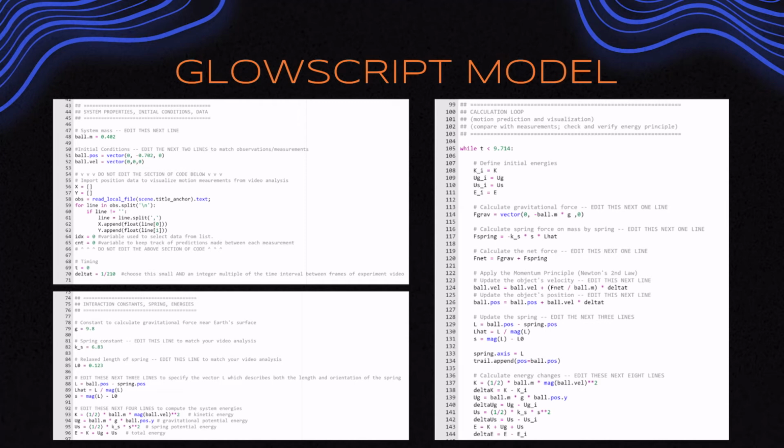And then the calculation loop shows while t is less than 9.714 seconds, which is how long the Tracker video lasted, we have the initial energies, we have force, the gravitational force, the spring force, the net force, velocity, and position update formulas, and then finally the energy changes, which is just the current energy minus the initial.